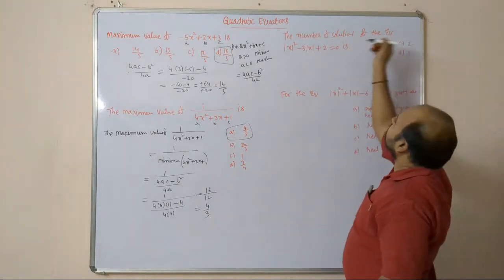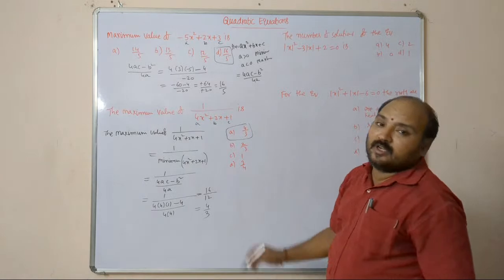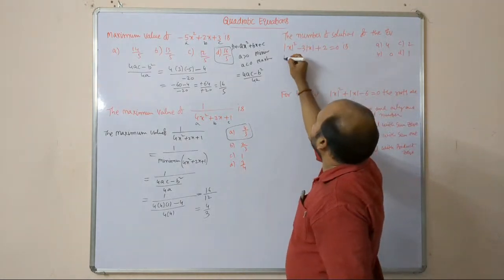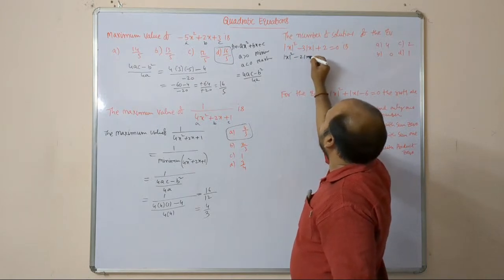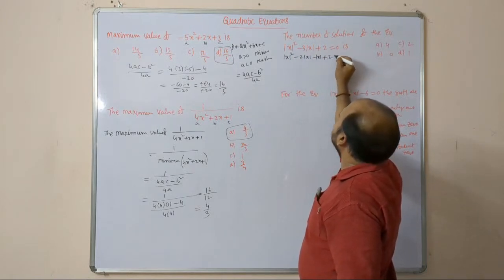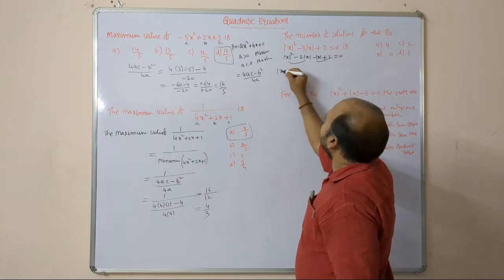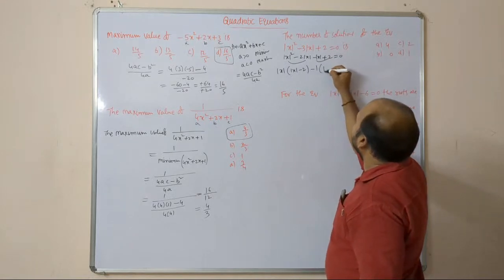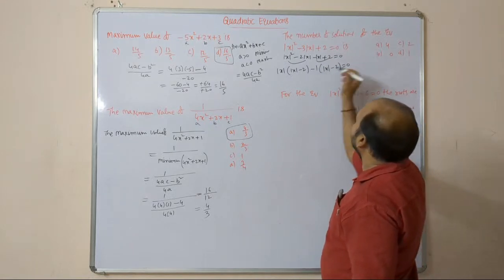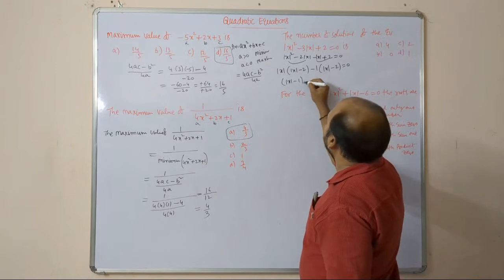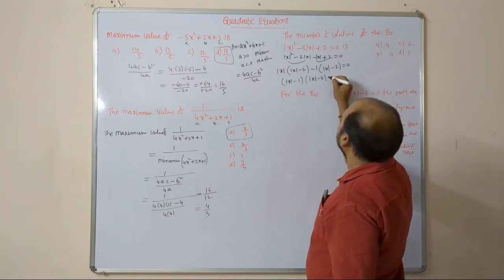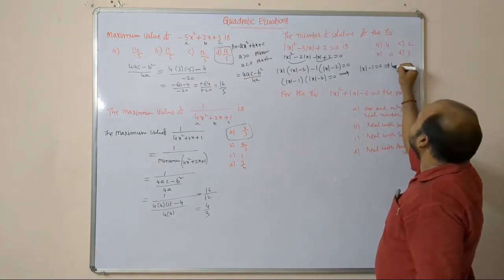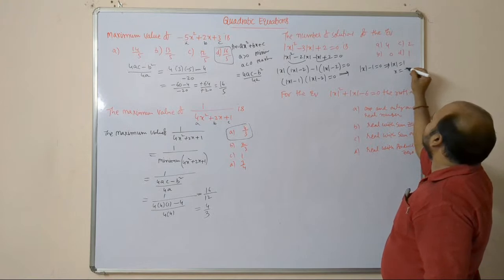The number of solutions of this quadratic equation, it has a modulus function. So modulus function means we can take roots here. Mod x square minus 2 into mod x minus mod x plus 2 equal to 0. So mod x take out common, mod x minus 2, minus 1 take out common, mod x minus 2 equal to 0. So mod x minus 1 into mod x minus 2. So mod x minus 1 equal to 0. That implies mod x is equal to 1. X is equal to plus or minus 1.